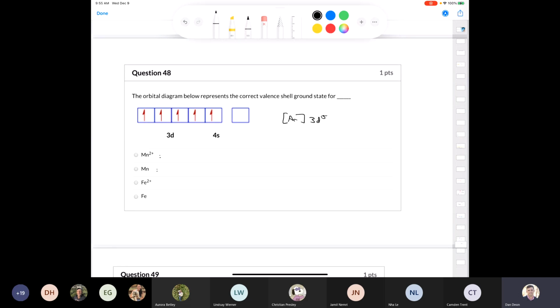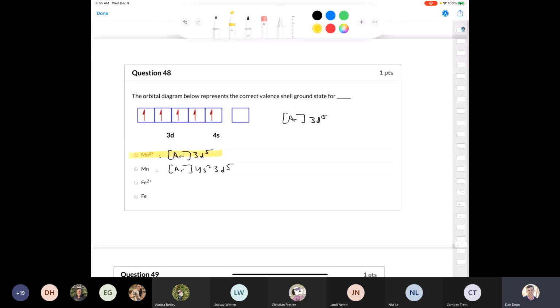Let's go to the second one. Manganese has an electron configuration of argon 4s2 3d5. So if you go from manganese to manganese 2+, remember the first in, first out rule. You're going to lose these two electrons, and you're going to end up with argon 3d5. So that must be the correct answer.